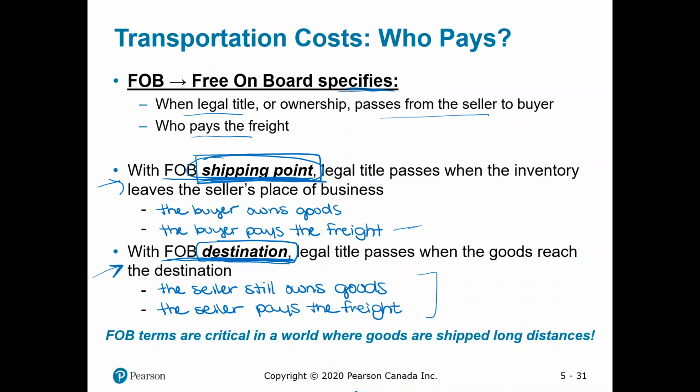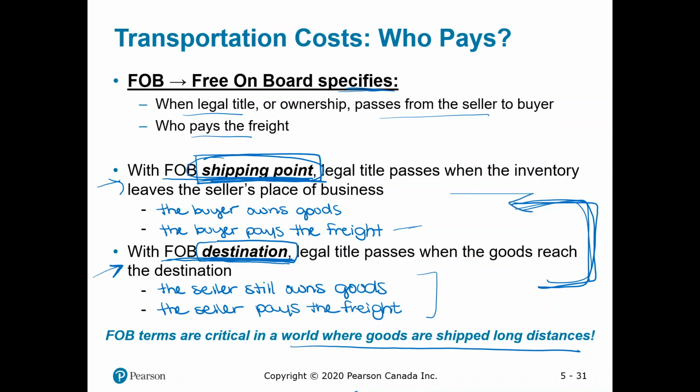So those are two different terms that you would see. And under these, you need to know who is paying and therefore if a journal entry is recorded. So it's really important, as it says here, in a world where goods are shipped long distances, like the second example. When goods are coming overseas, it's important to know when the title transfers. So not only to know who pays for the freight, but also for revenue recognition. So you can't record revenue until the title is transferred.